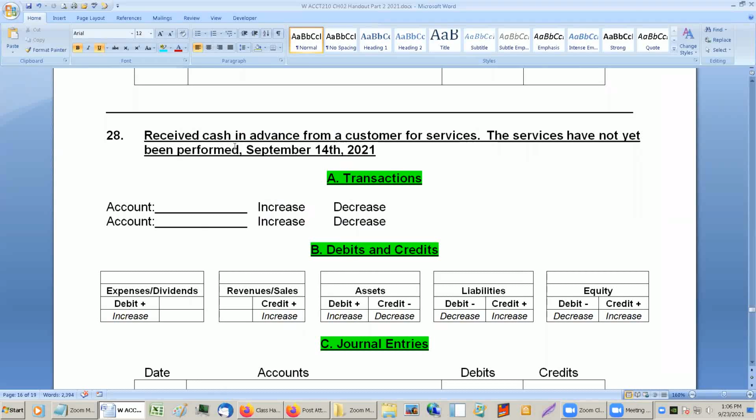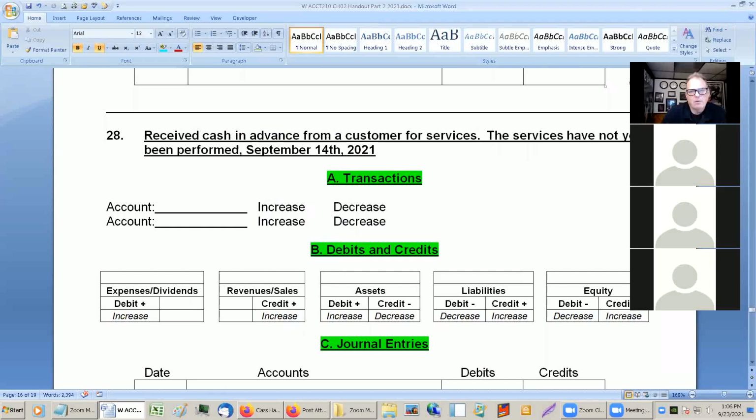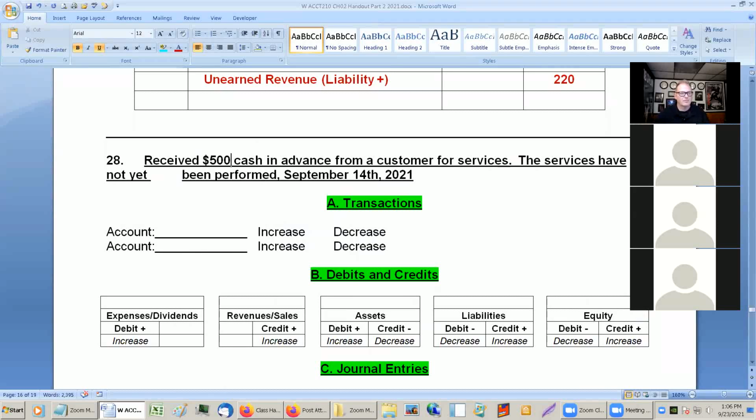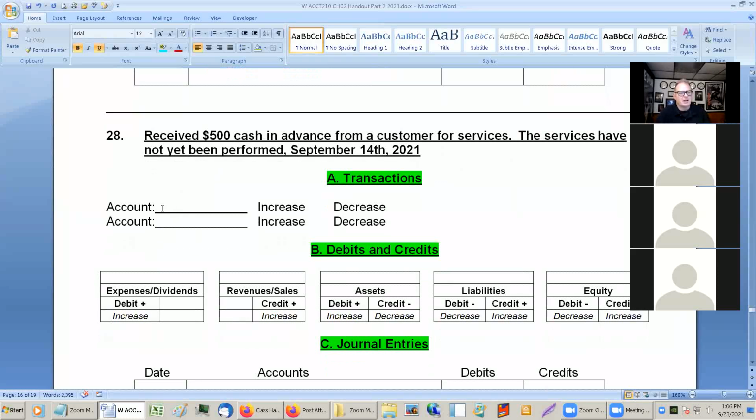Okay. Here's student participation. How much did we receive in advance? You get to make it up. So how much did you receive in advance from the customer? 500. 500. Perfect. Okay, so same kind of thing as the other one. What do we have? We had cash comes in, 500, and our new wacky account, unearned revenue.